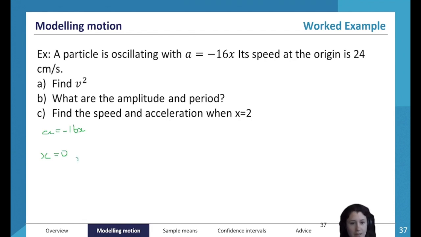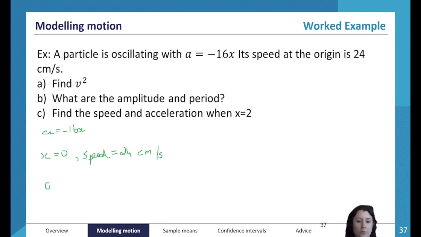Its speed is 24 centimeters per second, not the velocity, alright? Its speed. So, usually when you're going through these questions, it's always easiest to start with the acceleration equation. And the only reason for that is because it has the least number of variables.